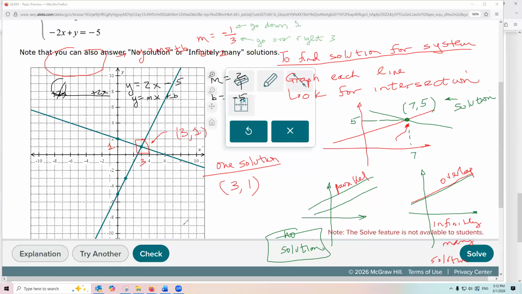So again, if the graphs intersect at one point, like our example did, that's the one solution. But you might get a scenario where the two lines are parallel, never intersecting. When that happens, your answer is no solution. The third possibility is that the two lines could overlap each other, sit right on top of each other. If that happens, your answer is infinitely many solutions.